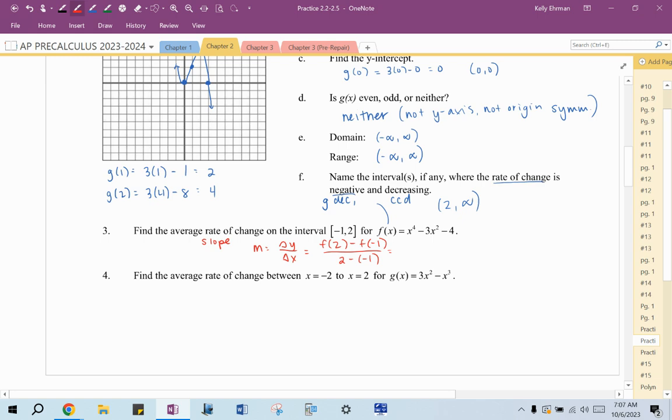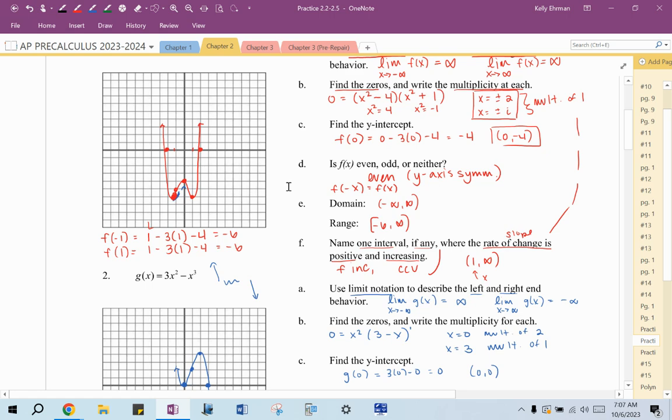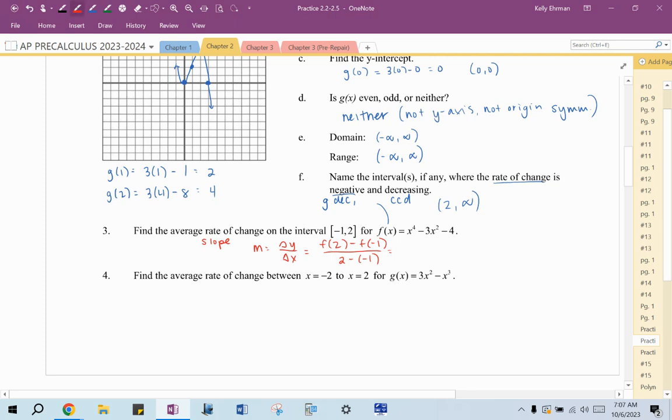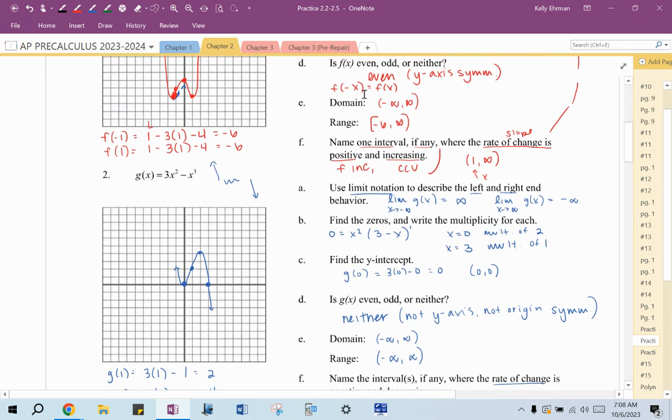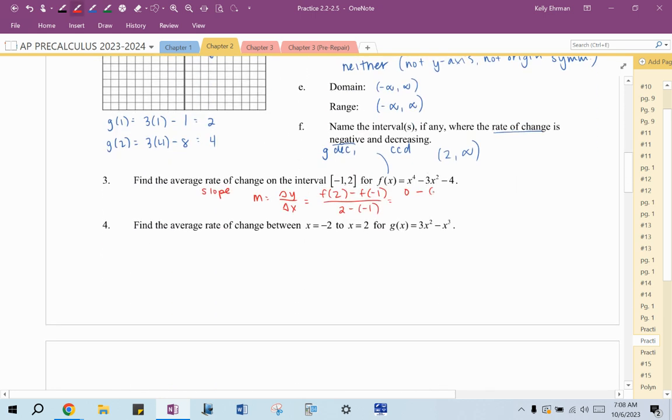All right, so what is f of 2? Well, we did find f of 2 before, right? We have f of 2. f of 2 is 0. So you could recalculate 16 minus 3 times 4 minus 4, but that's 0. And then f of -1 is also calculated. We got -6 for that. So if you hadn't calculated it before, you'd be plugging those numbers into this function.